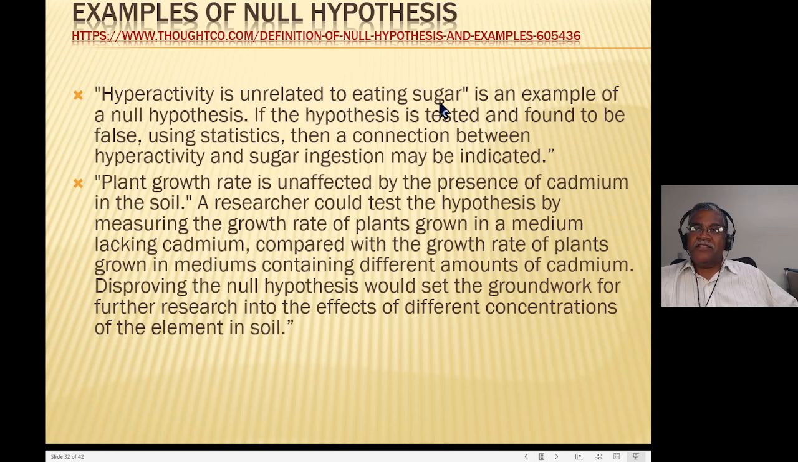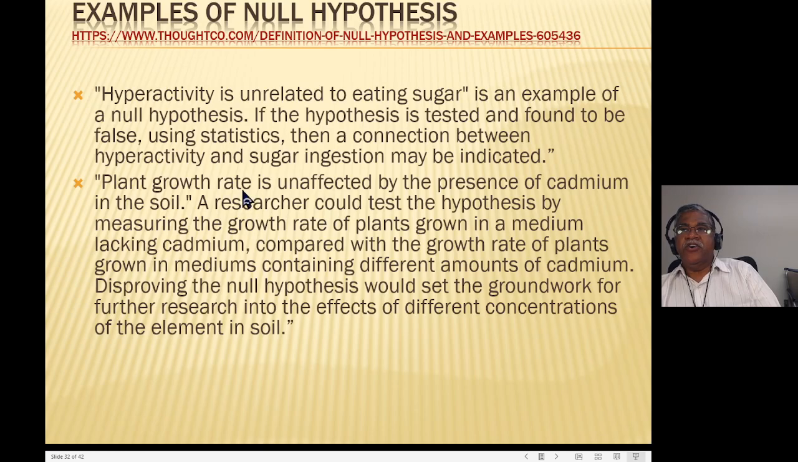But if half the kids are just sitting in a very calm way and the rest of them are bouncing off the walls, then you have an alternative hypothesis that rejects this idea and says that indeed hyperactivity arises from an excess consumption of sugar. Okay, all right, now let's try another one.